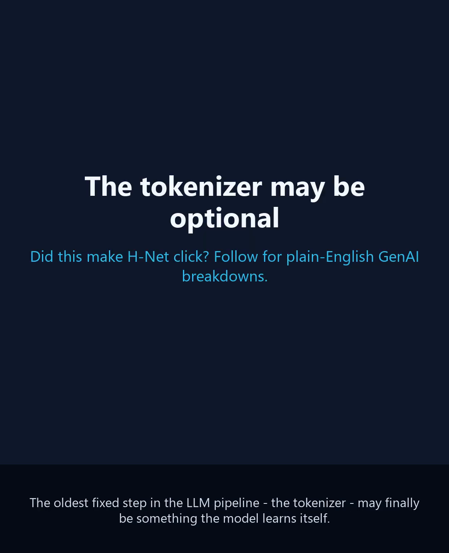HNet makes a bold case. The tokenizer, one of the oldest fixed pieces of the language model pipeline, might finally be something the model can learn for itself. It is early, but the results across languages, code, and DNA are hard to ignore.